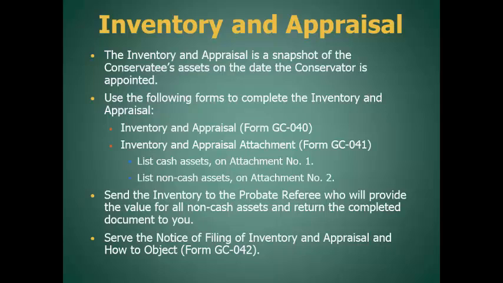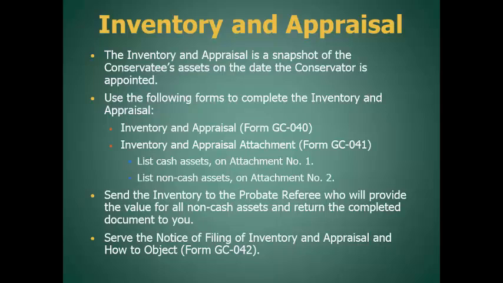To complete the inventory and appraisal, you must use Form GC-040, Inventory and Appraisal, and Form GC-041, Inventory and Appraisal Attachment. You will list cash assets on attachment number 1 and non-cash assets on attachment number 2. Cash assets include savings, checking, and money market accounts. Other assets, such as real property, vehicles, and securities, fluctuate in value and are called non-cash assets. List non-cash assets on attachment number 2, but leave the value of each item blank.